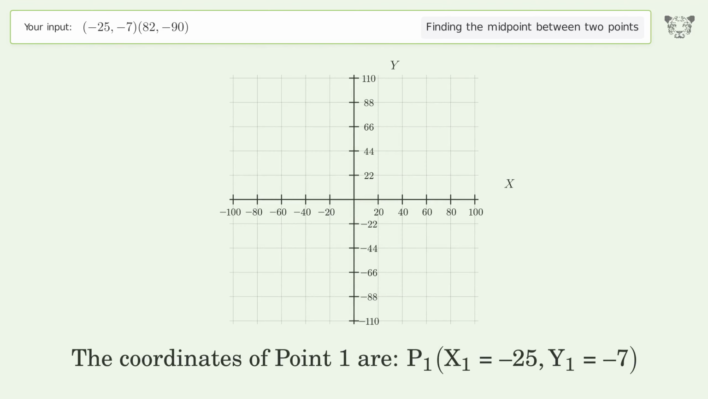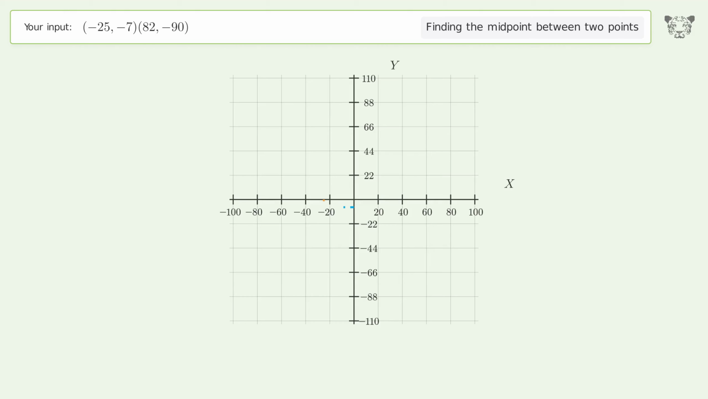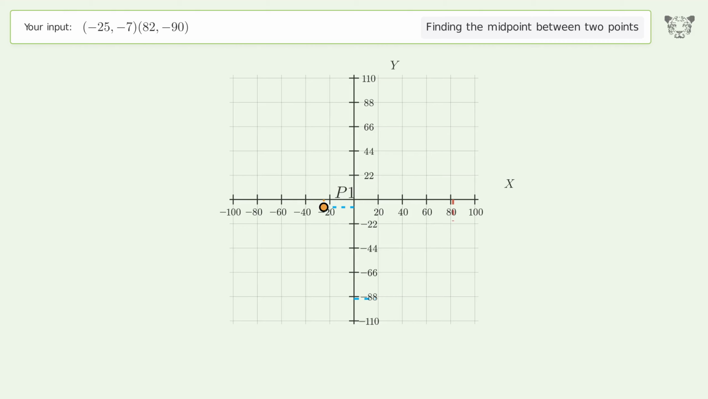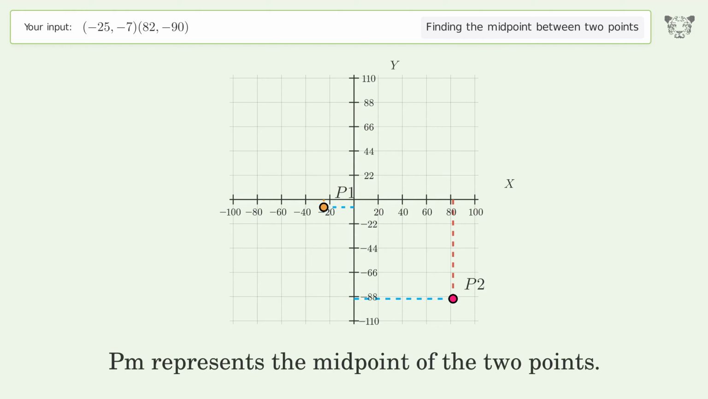The coordinates of point 1 are, x1 equals negative 25, y1 equals negative 7. The coordinates of point 2 are, x2 equals 82, y2 equals negative 90. PM represents the midpoint of the 2 points.